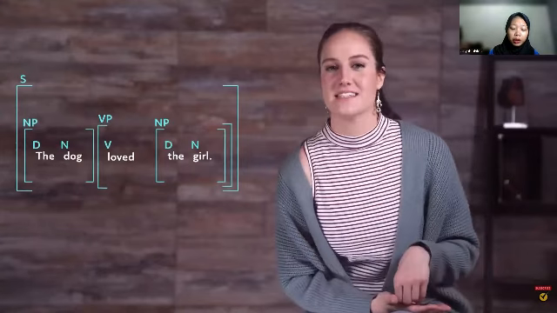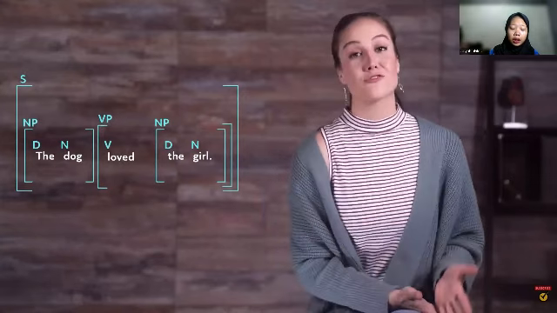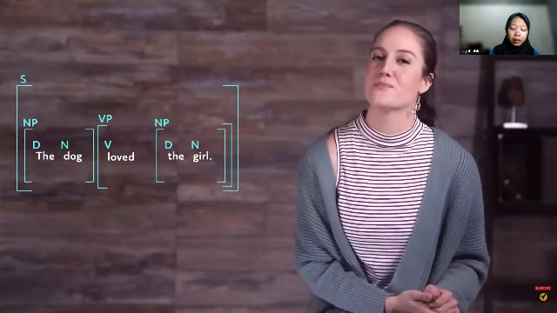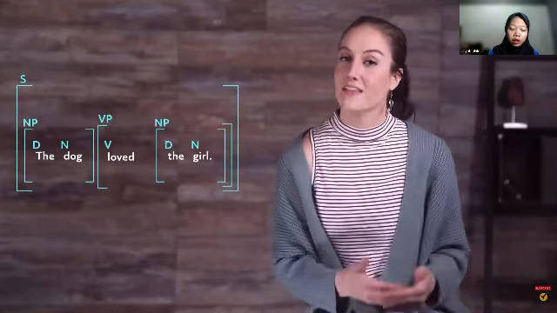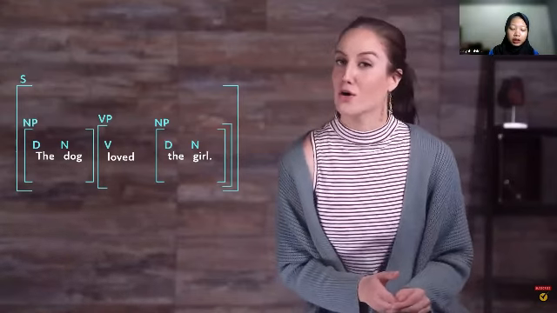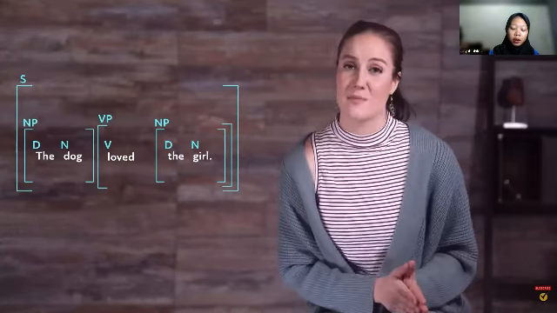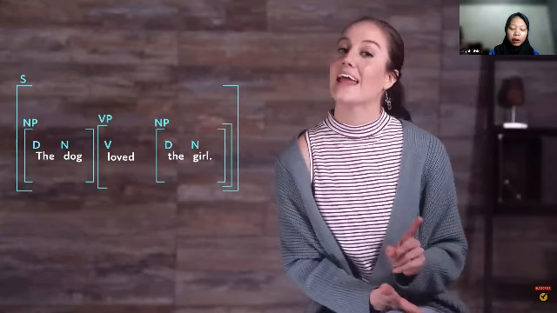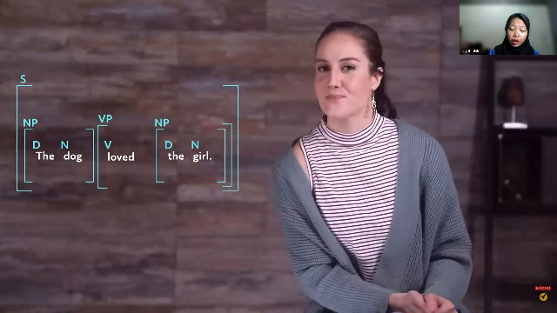This diagram takes the sentence, the dog loved the girl, and breaks it down into articles, nouns, verbs, noun phrases, and verb phrases, just like the previous example. In this sentence, the subject is dog, the verb is loved, and the object is girl. Again, the syntax trees are not to be intimidating, but are used to better understand the structure of a sentence and to reveal each part's purpose within the sentence.